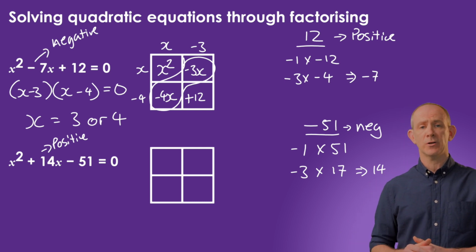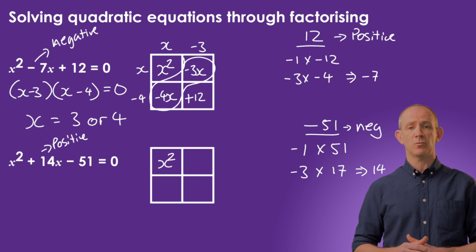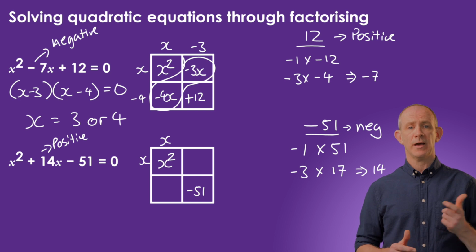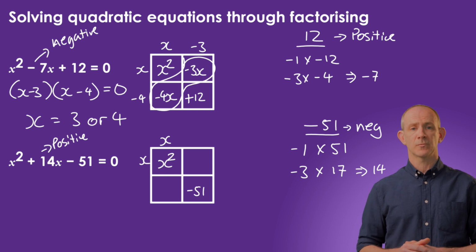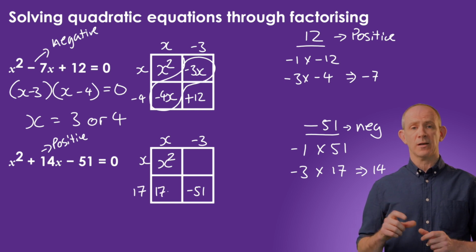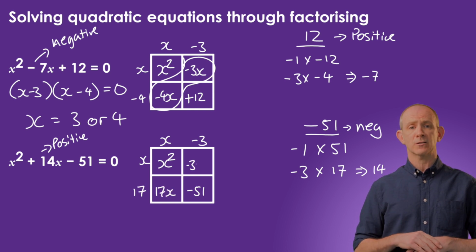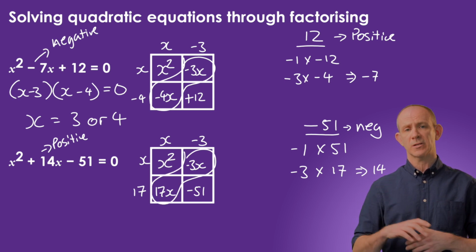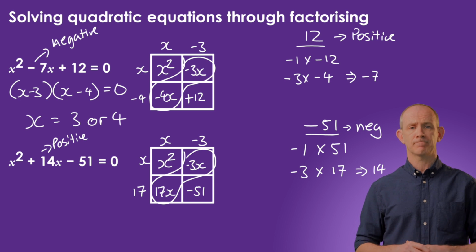We can put this into our grids. X squared and minus 51 can go in there. And we can put x minus 3 at the top and x plus 17 at the bottom on the left-hand side. If we were to calculate these values of x, minus 3x would go in the top right and 17x would go in the bottom. We could draw that peanut around them, add them together to get 14 as a double check.